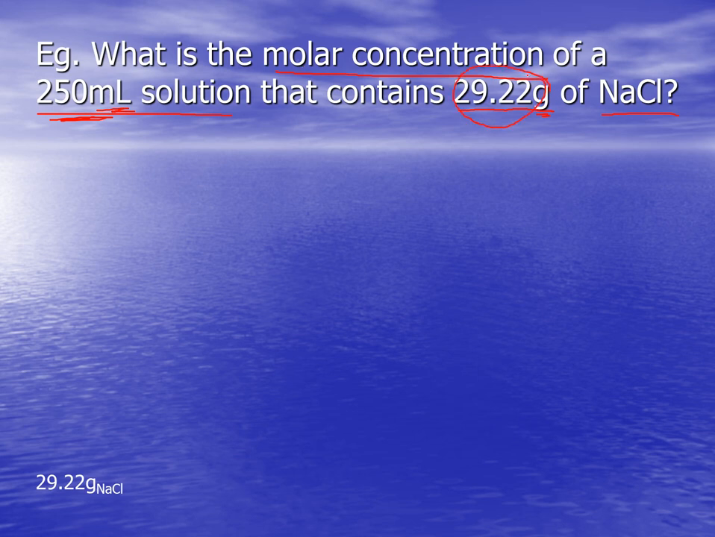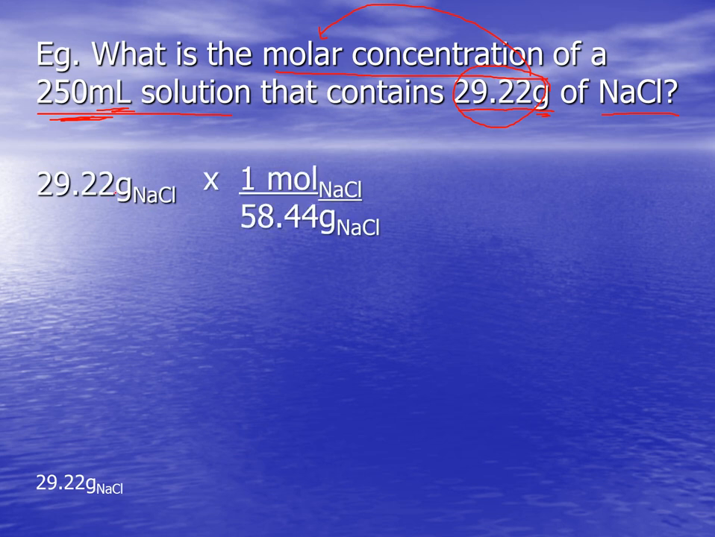So we have to take our mass and we have to convert that to moles. And then we'll divide by liters, and we'll have it as a concentration. So to convert to moles, we take our mass, we can take a conversion factor, and again, calculate the molar mass of sodium chloride. We use that as a conversion factor to convert our mass into moles. Units of grams will cancel out, and our answer will be in moles.